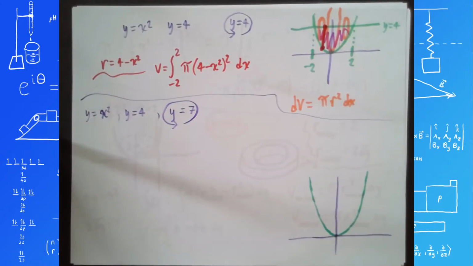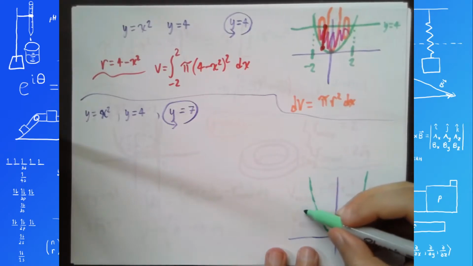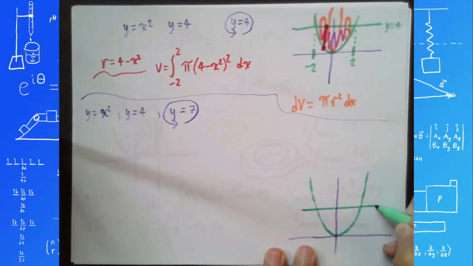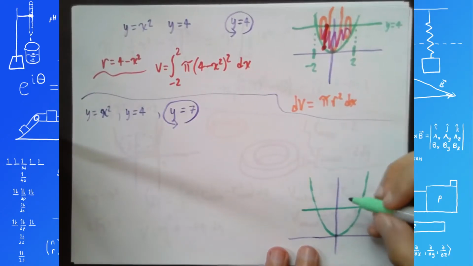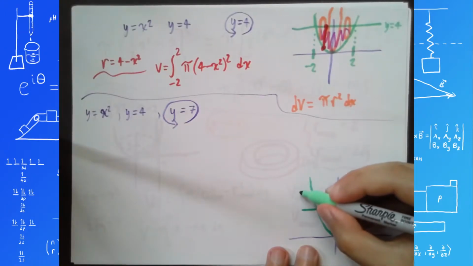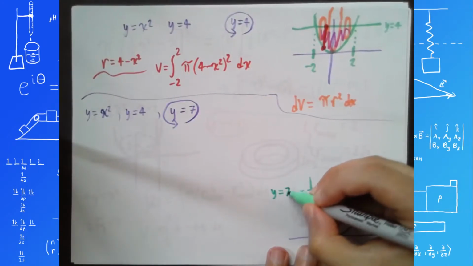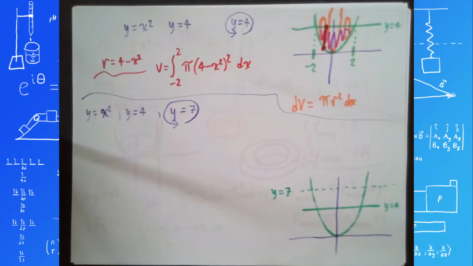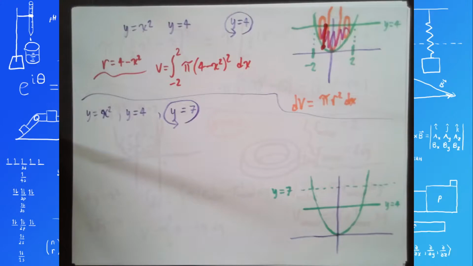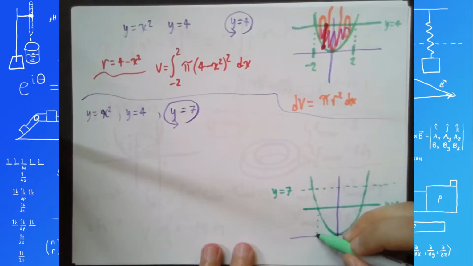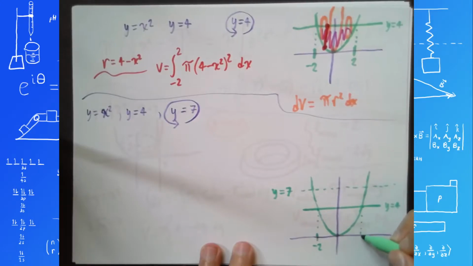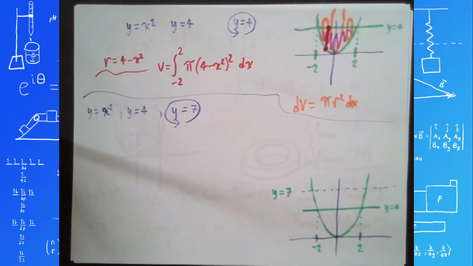That looks good. Then we've got our y equals 4 should be about here. So that's our y equals 4 line. And then our y equals 7 line is going to be our axis of rotation. Let's say that's around here. So that's y equals 7. Okay. How does this change things? And I guess I should mark the -2 and the 2 again.